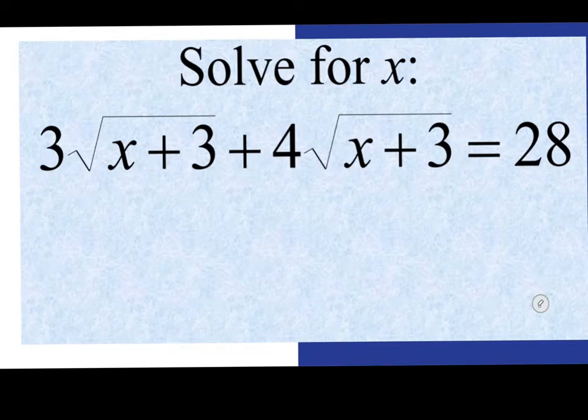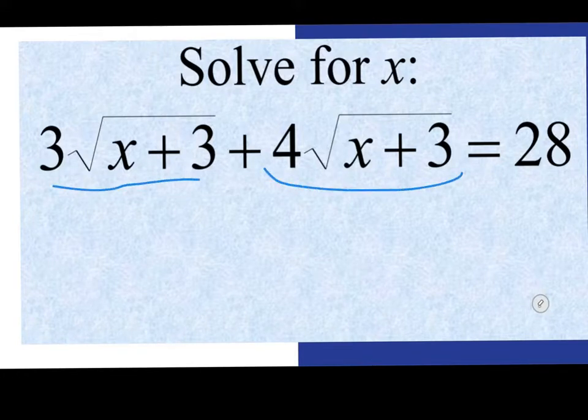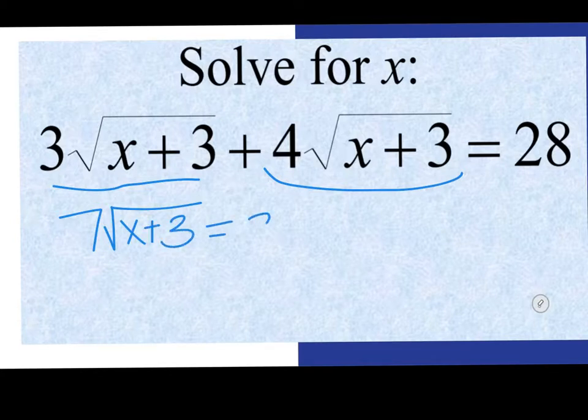So we need to remember the first rule for solving for x in a radical equation, and that is to simplify the expression. And what that means is to find any like terms on the same side of the equal sign. So I see that I have 3 radical x plus 3's, and I have 4 radical x plus 3's here. So those are combined to give me a total of 7 radical x plus 3's equal to 28.